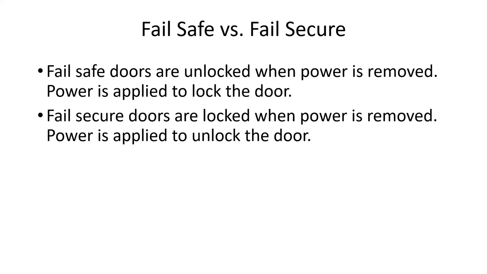People are in the building. If they need to escape because there's a fire and the fire has burned through the power lines and the building no longer has power, you don't want to lock the door because there's no power. In other words, it has to fail safe so it unlocks. Other citizens may want to lock the door if they no longer have power.